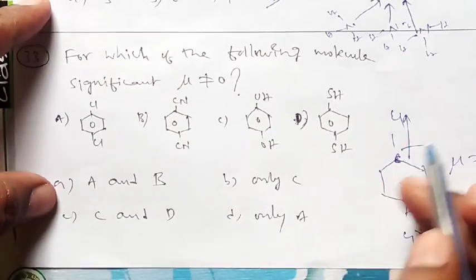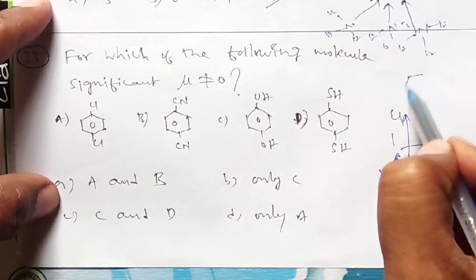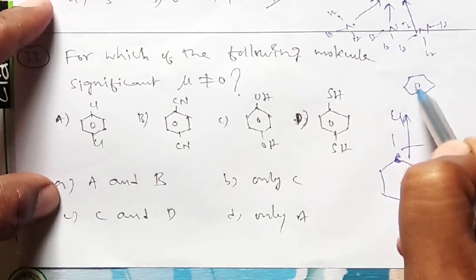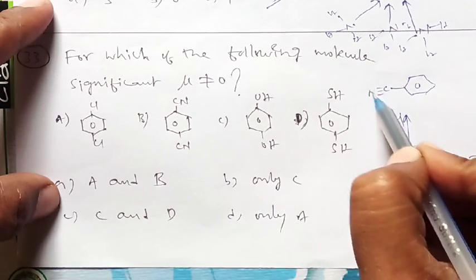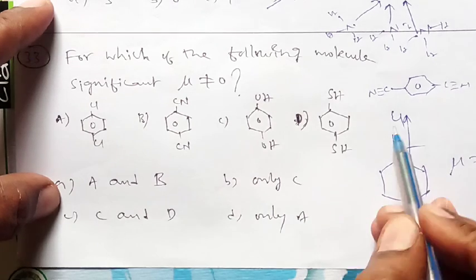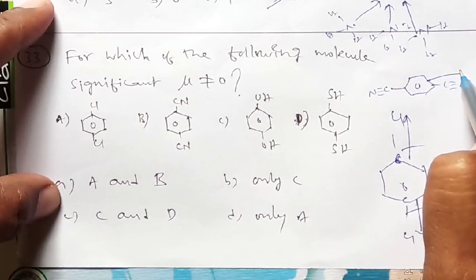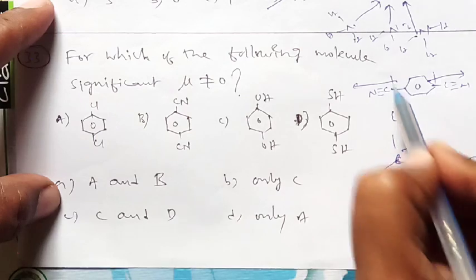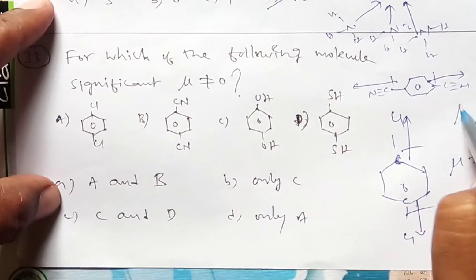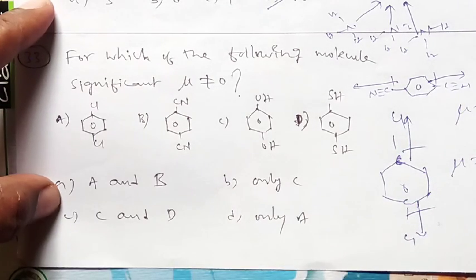Similarly, CN. If you take the structure like this, because it is a planar structure, C triple bond N, C triple bond N. Here also the dipole moments work in the same way. That is why here also mu equals 0.